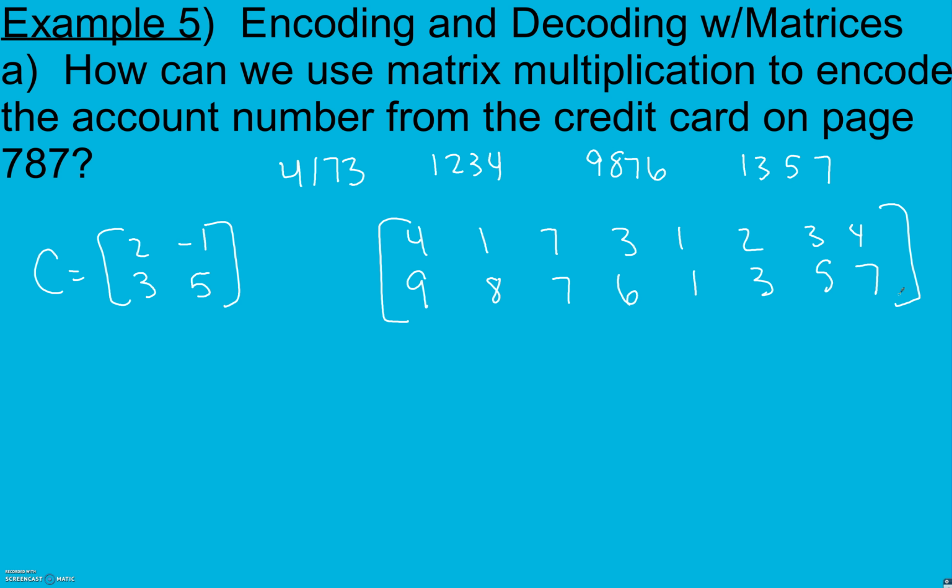We're going to multiply the coding matrix here to get a new string of digits. So I'm going to take our coding matrix times our matrices here. 2 times 4 plus negative 1 times 9. And again, I'm just going to simplify these as we go to save us some time. So 2 times 4 is 8. Negative 1 times 9 is minus 9.